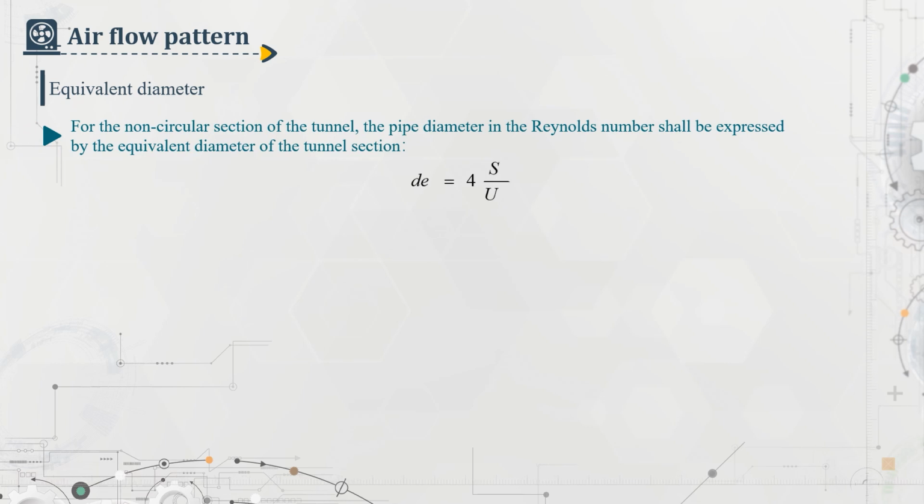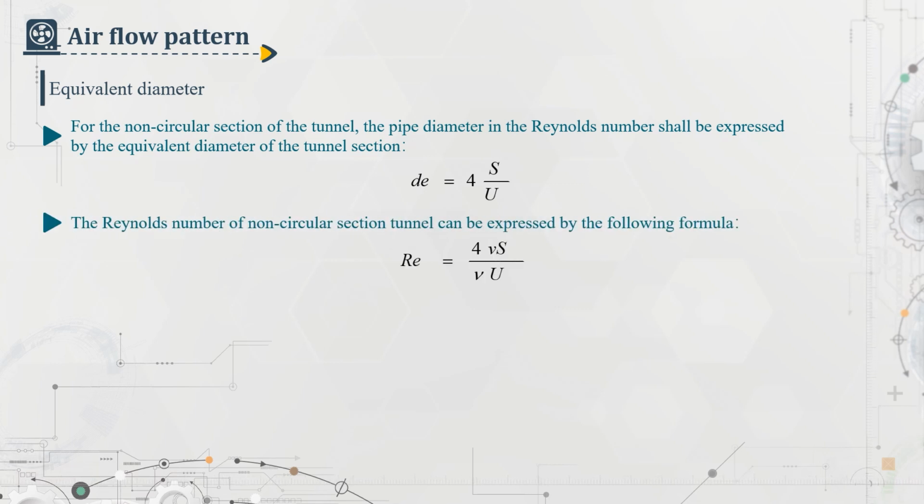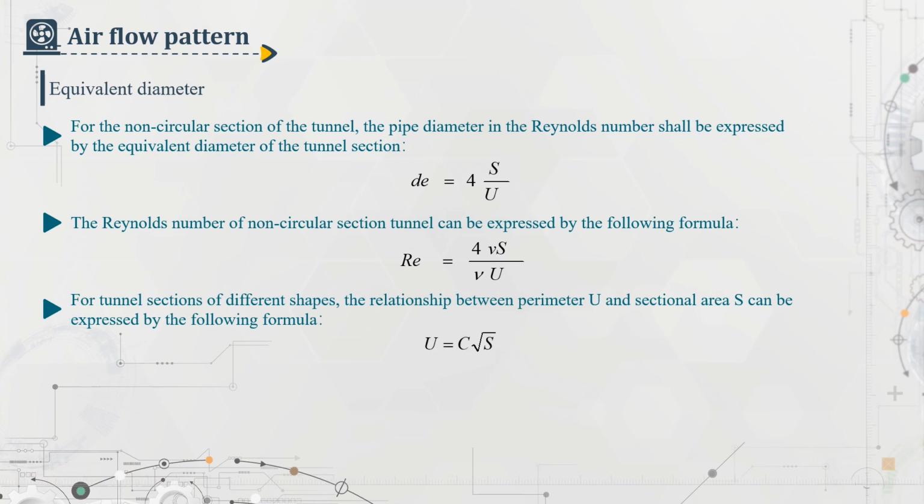For the non-circular section of the tunnel, the pipe diameter in the Reynolds number shall be expressed by the equivalent diameter of the tunnel section. The equivalent diameter formula is as follows. Therefore, the Reynolds number of a non-circular section tunnel can be expressed by the following formula for tunnel sections of different shapes. The relationship between perimeter U and sectional area S can be expressed by the following formula, where C is the section shape factor.